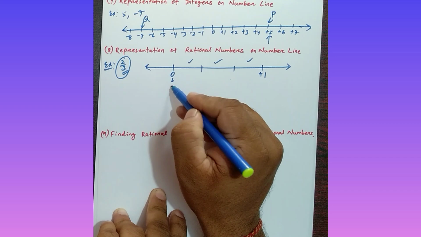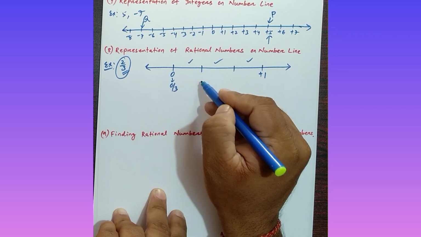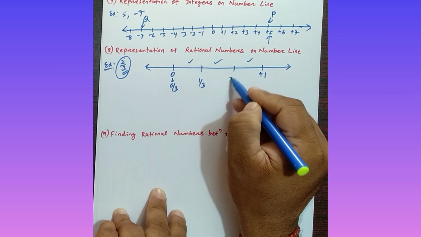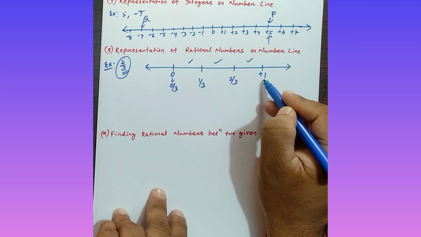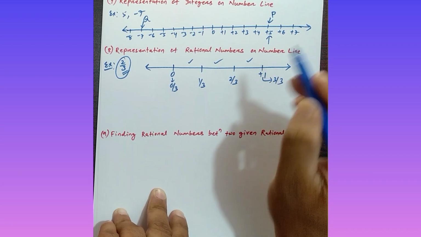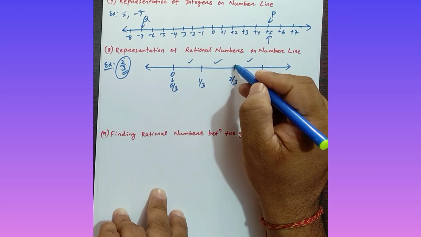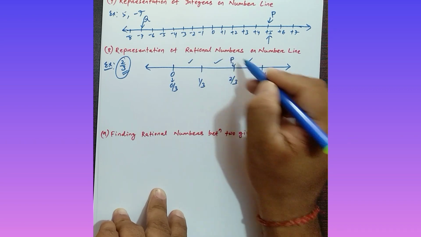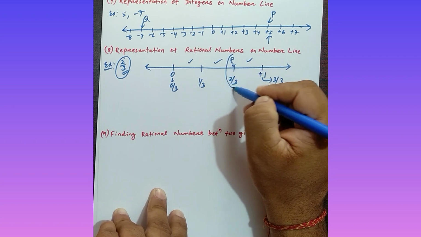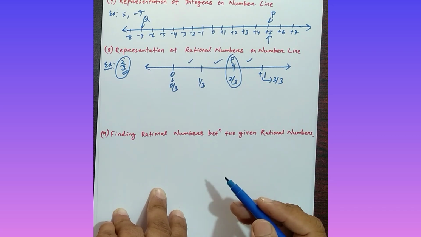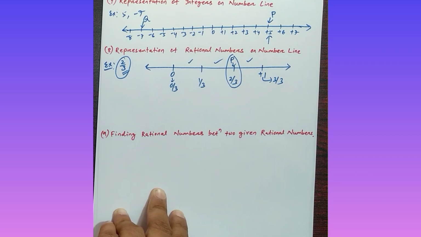What does 0 mean? That is 0 by 3. And this one? 1 by 3. And this one? 2 by 3. And this one? 3 by 3. Okay, done. So 2 by 3. Now let this one I am indicating capital P. So this capital P indicates 2 by 3 on the number line. Clear?